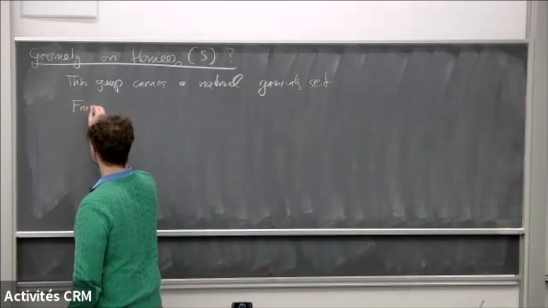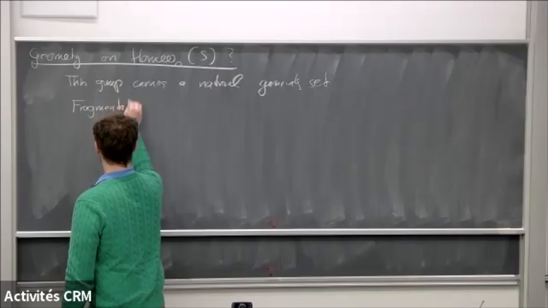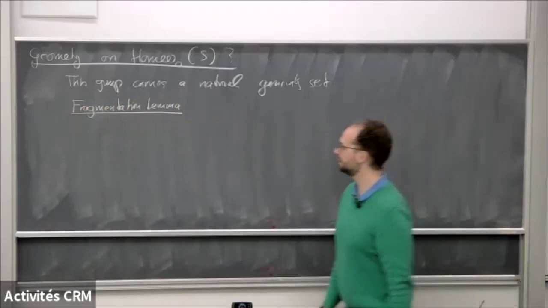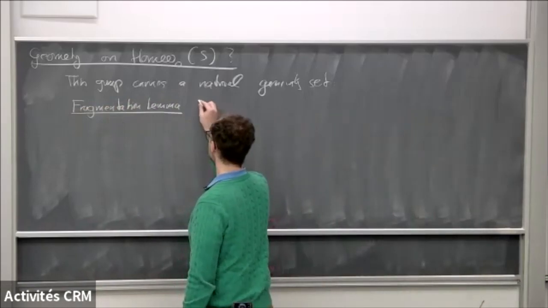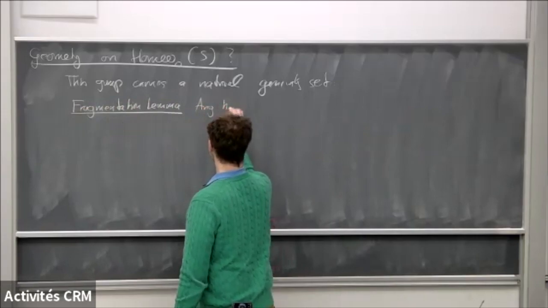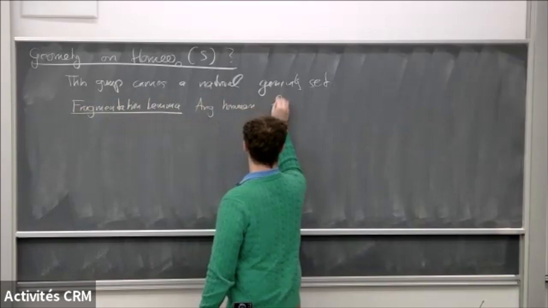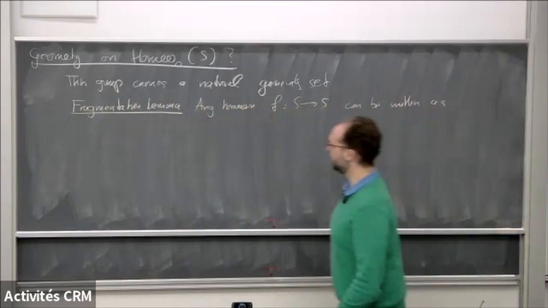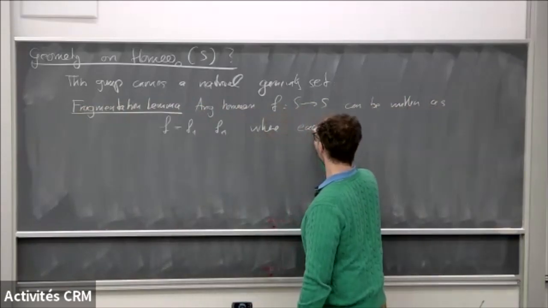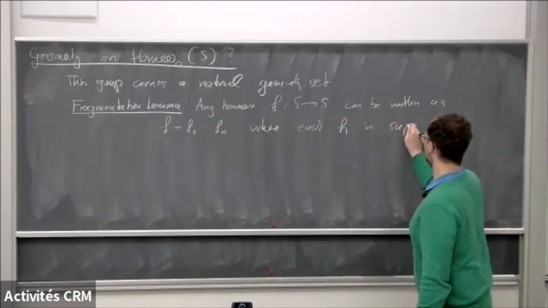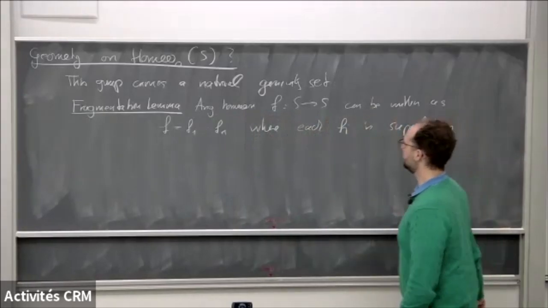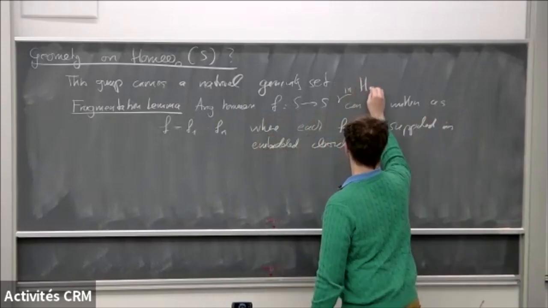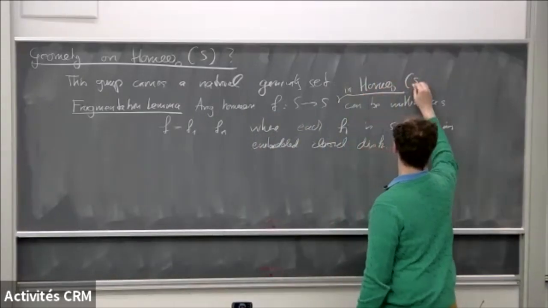So how does this work? This relies on something called fragmentation. So this is the fragmentation lemma from geometric topology, and it says what? So in our setting, it says that any homeomorphism F from my surface to itself can be written as a product where each Fi is supported in an embedded closed disk.